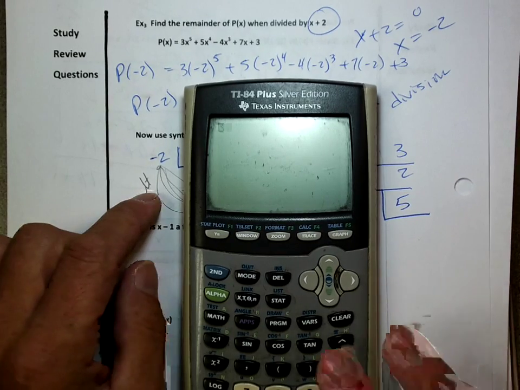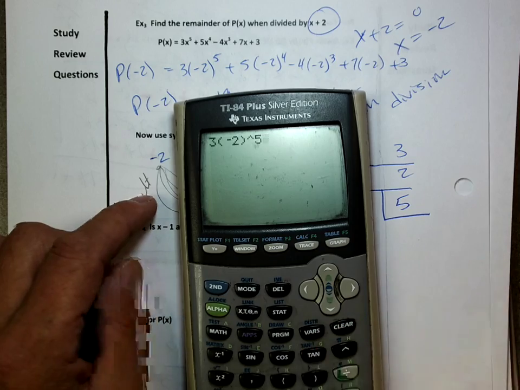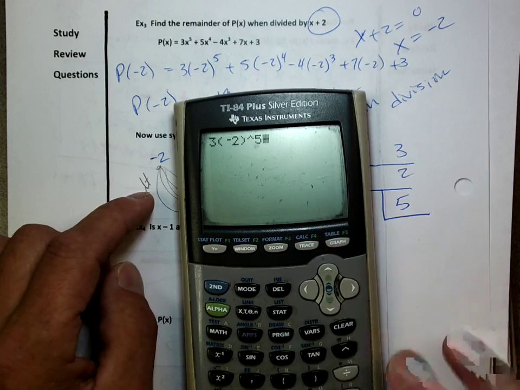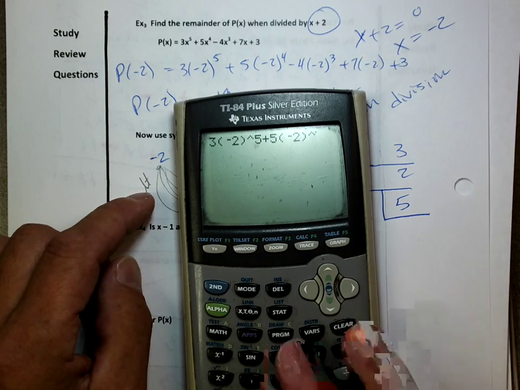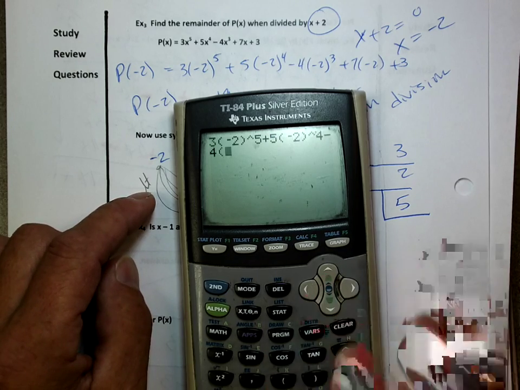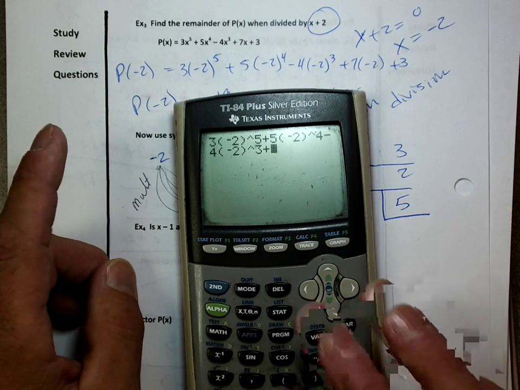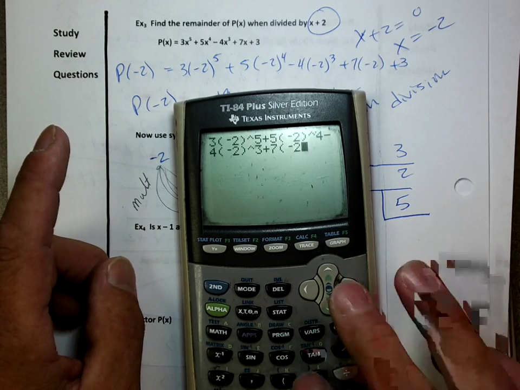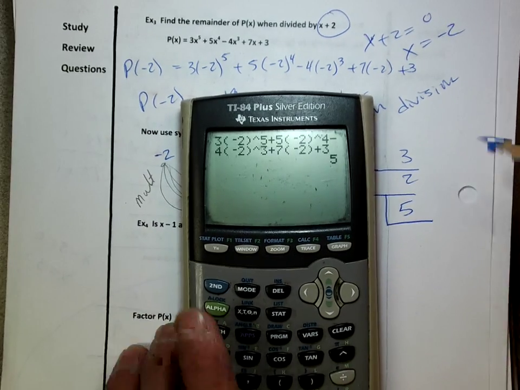Let's try it again. 3 times negative 2 to the 5th. Don't you love it when I make mistakes? Plus, oops, plus 5. I know you can't yell at me if I make a mistake because I'm not really here. To the 4th minus 4 times negative 2 to the 3rd. That's what I missed. Plus 7 times negative 2 plus 3 and 5. There you go. It worked. So the remainder, one more time, of 5 is the answer. You can scribble that out and put 5.